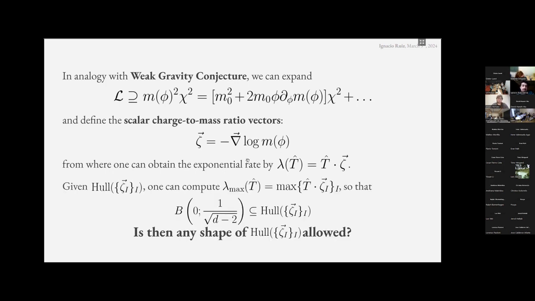And from the sharpened distance conjecture, we would expect that if in any direction the exponential rate of the lightest tower is given by the tower that has a larger projection along this direction, then in order for this to be always larger than 1 over square root of d minus 2, we'd expect the ball that is centered at the origin and has this radius to be inside of this hull spanned by the different vectors of the different towers. So in principle, one could think that this is the only restriction that the shape of the different vectors might have, but as we will see, this is not the case.